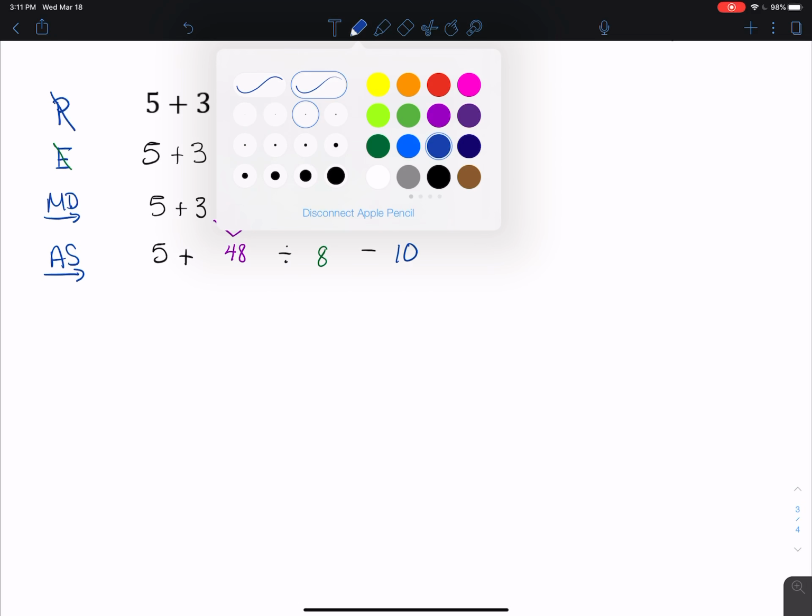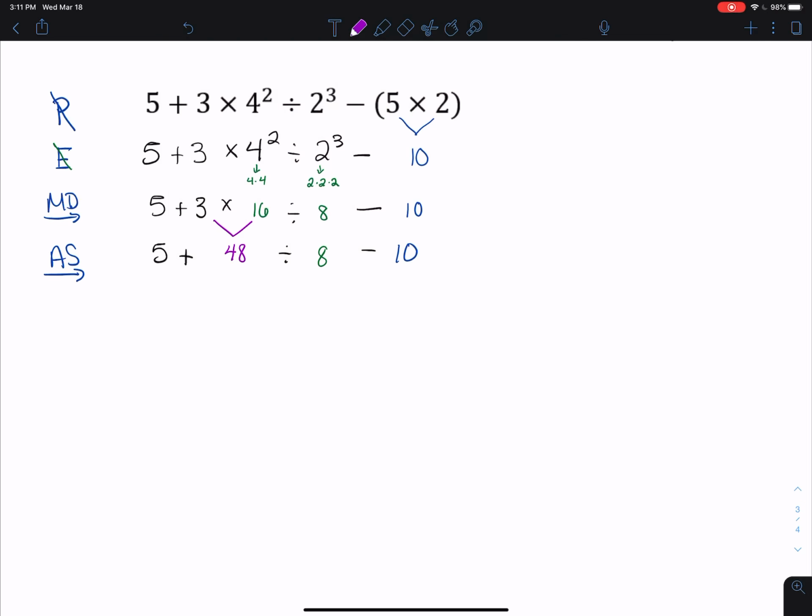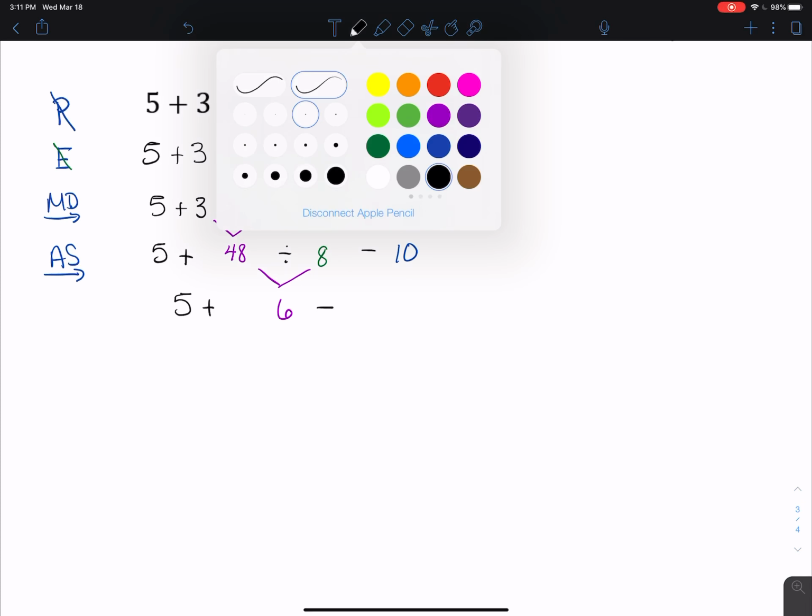But I'm still in that multiplication and division step because there's still division left. So I need to do that 48 divided by 8, which gives me 6. I continue bringing everything else down that I haven't dealt with yet. But I'm done my multiplication and division step. There's no multiplication and division left.